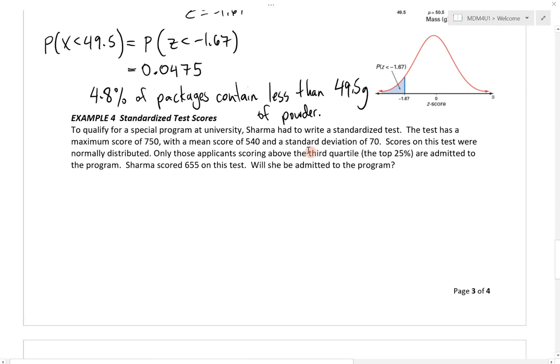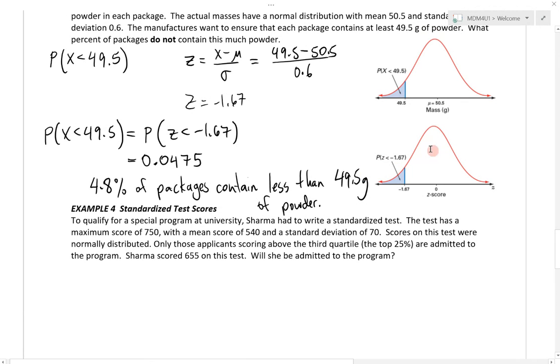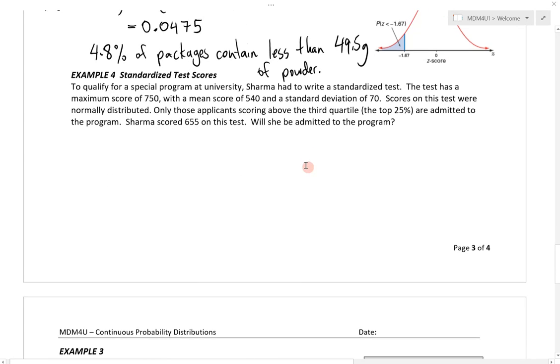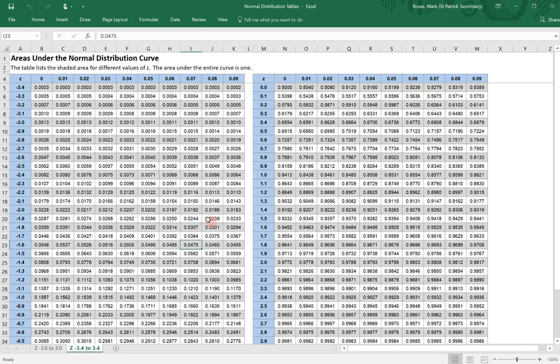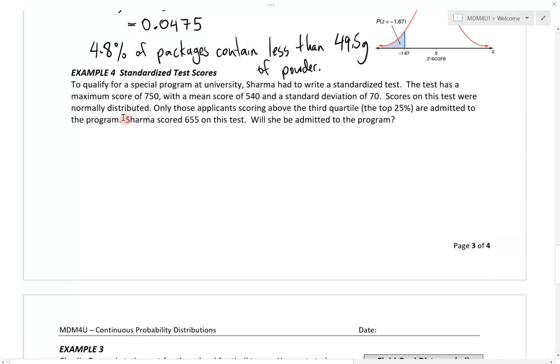Now to find our probability values, we can't really find an area under the curve directly, so you have to use the area under the curve of a standard normal distribution. To do that, I need the z-score. The z-score here will be z equals x minus mu over sigma. Sharma's score is 655, the mean value is 540, and the standard deviation is 70. And so that z-score is 1.64.